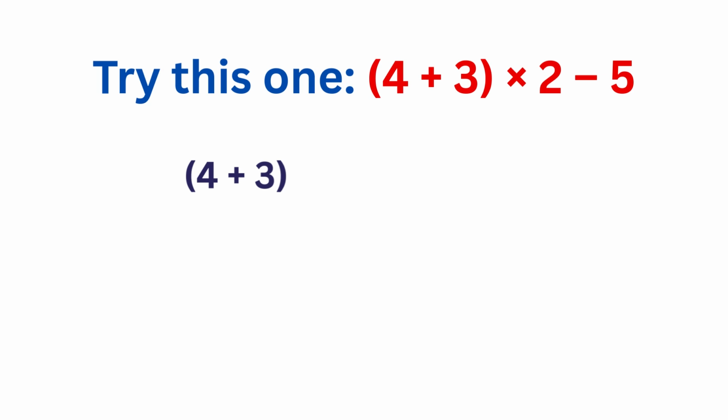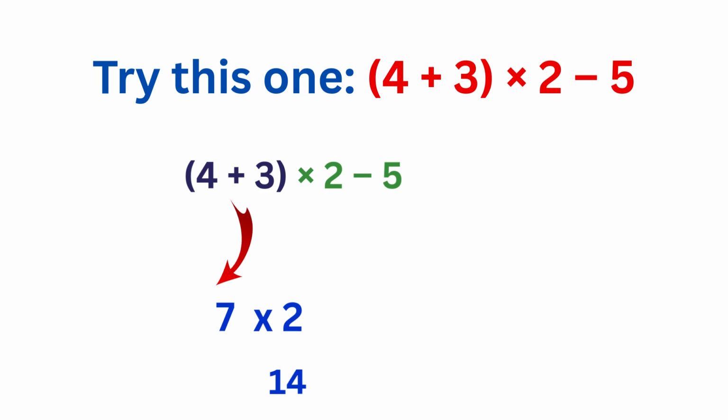Try this one. 4 plus 3 times 2 minus 5. Got it? Let's solve it together. First solve the parentheses, that is 4 plus 3 equals 7. Now multiply 2 to 7, which equals 14. Now subtract 5 from 14, which is 9. And remember, when in doubt, PEMDAS it out.